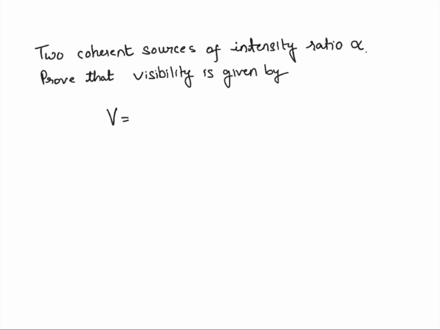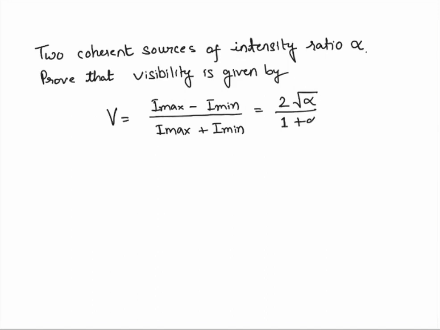we just now saw the expression I max minus I minimum divided by I max plus I minimum is equal to 2 times root of alpha divided by 1 plus alpha. Prove it. Understood the question?